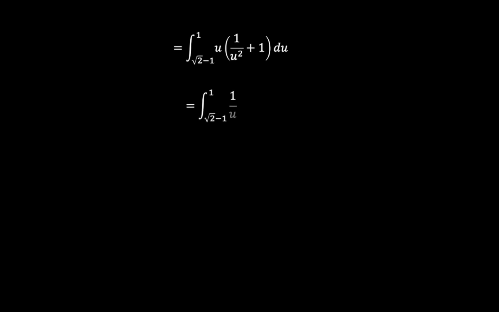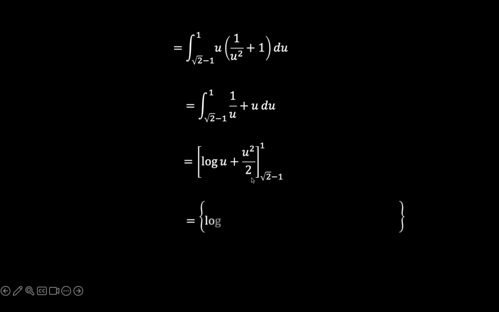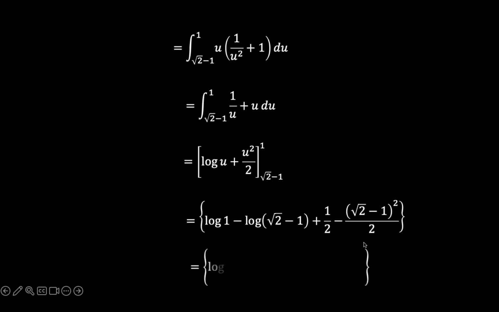And so multiplying u across means that we have the integral of 1 over u plus u. The integration of 1 over u is the natural logarithm of u. The integration of u is u squared over 2. And then we apply the limits. So for log u, applying the limits, we have log 1 minus log of the square root of 2 minus 1. And then here we have 1 squared over 2 minus root 2 minus 1 squared over 2.